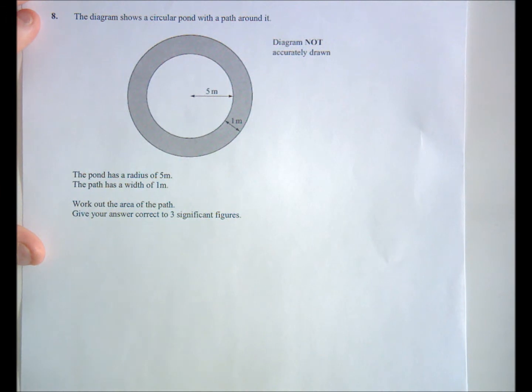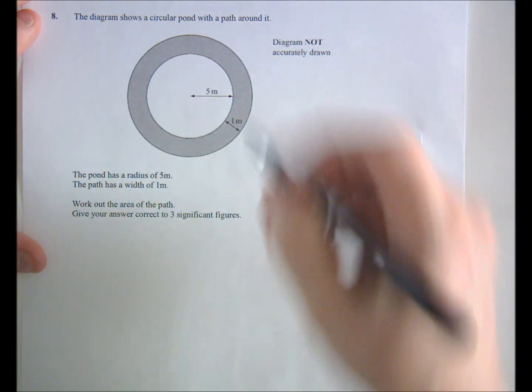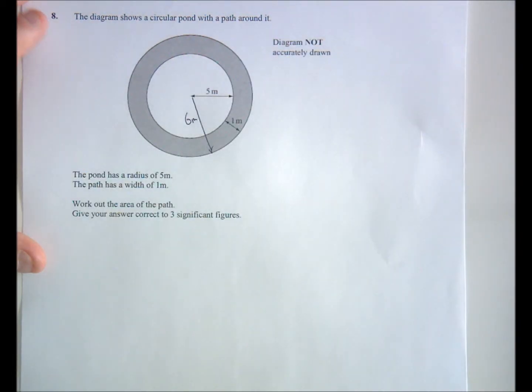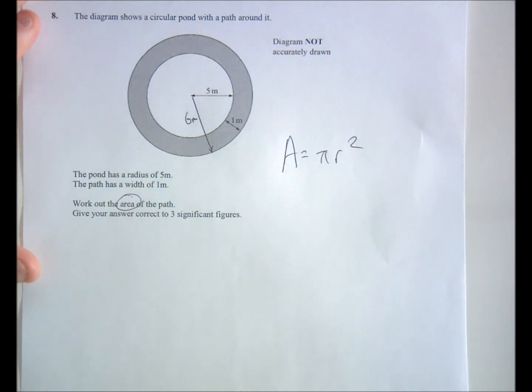And so we come to the last question in this section, and we have a circular pond with a path around it, also known as mathematical annulus. The pond has a radius of 5 and the path has a width of 1, which effectively means there's a radius of 6 meters there. This is definitely working area of a circle. Formula is area of a circle is pi r squared.